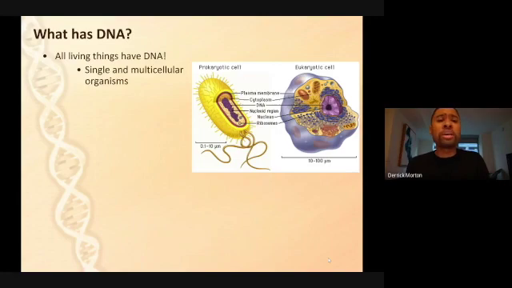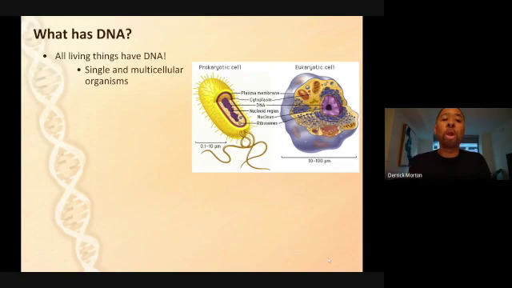So where is DNA located? And what cell types have DNA? It's important to know that all living things have DNA. DNA is the blueprint for life. Even single cells like prokaryotic cells, as we probably talked about with bacteria, up to multicellular organisms made of eukaryotic cells, such as you, right? You're made of trillions of cells.